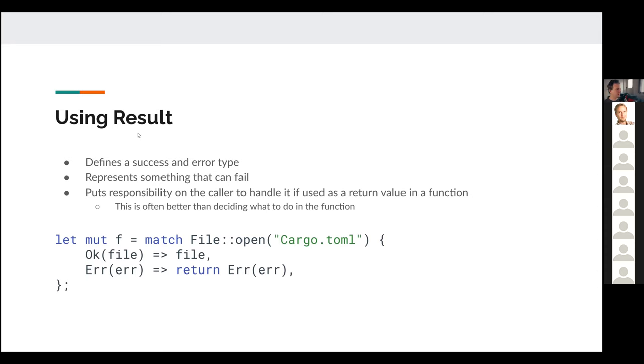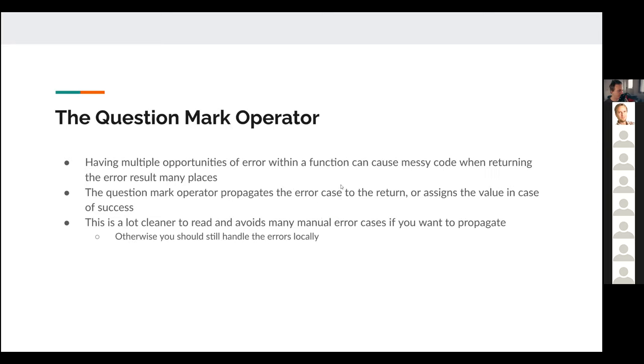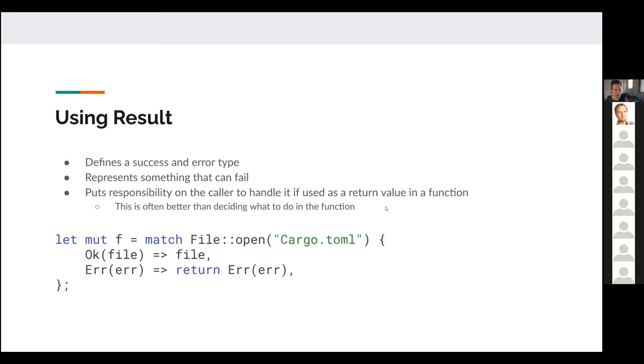So oftentimes you want to delegate the result to the callers instead of handling errors yourself in a lower level context. So you should always ask yourself, is it sensible to handle the error here? Or should I return the result type instead and just let whoever called me decide?